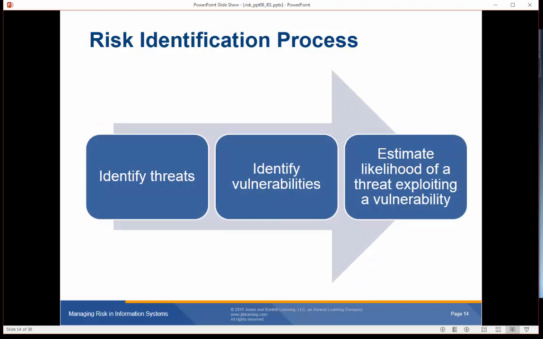And so basically the risk identification process, as we mentioned earlier from the quote, you must know yourself and you must know your enemy. You need to identify the threats within your organization, identify the vulnerabilities, and then you want to estimate the likelihood of a threat exploiting a vulnerability.